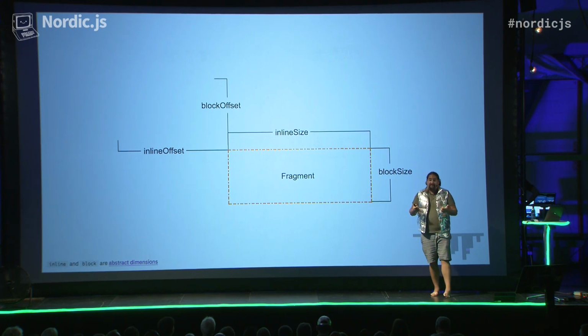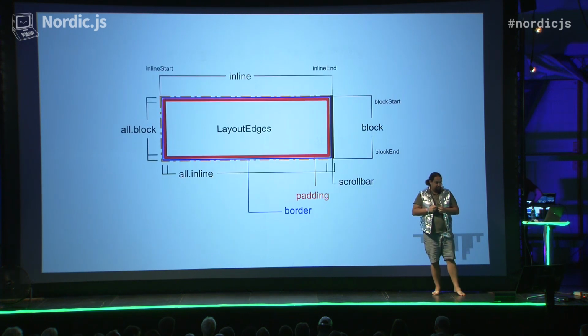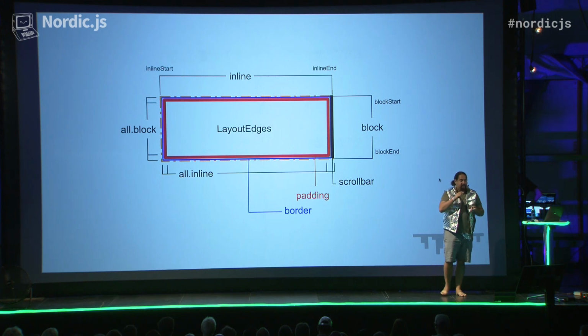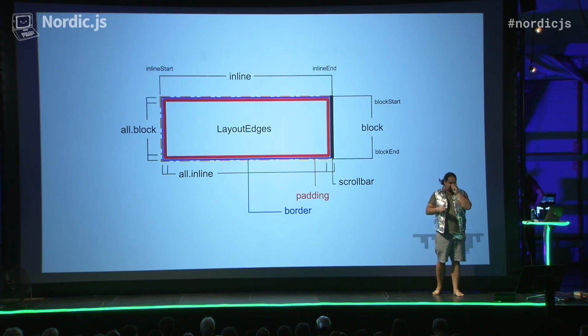Now, when we go to lay stuff out, we change the block offset or the inline offset, and that's how we position things around. Layout edges has inline and block sizing for padding, borders, and scroll bars, and this helps us understand our constraints and where to put everything. So let's take a look.